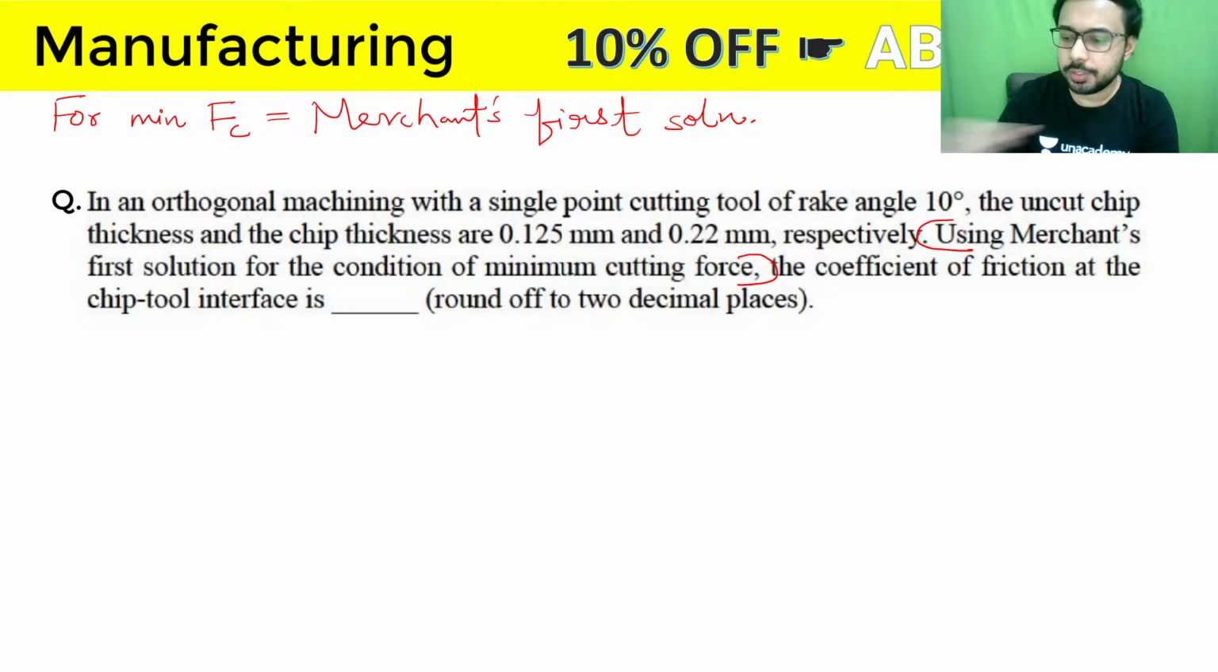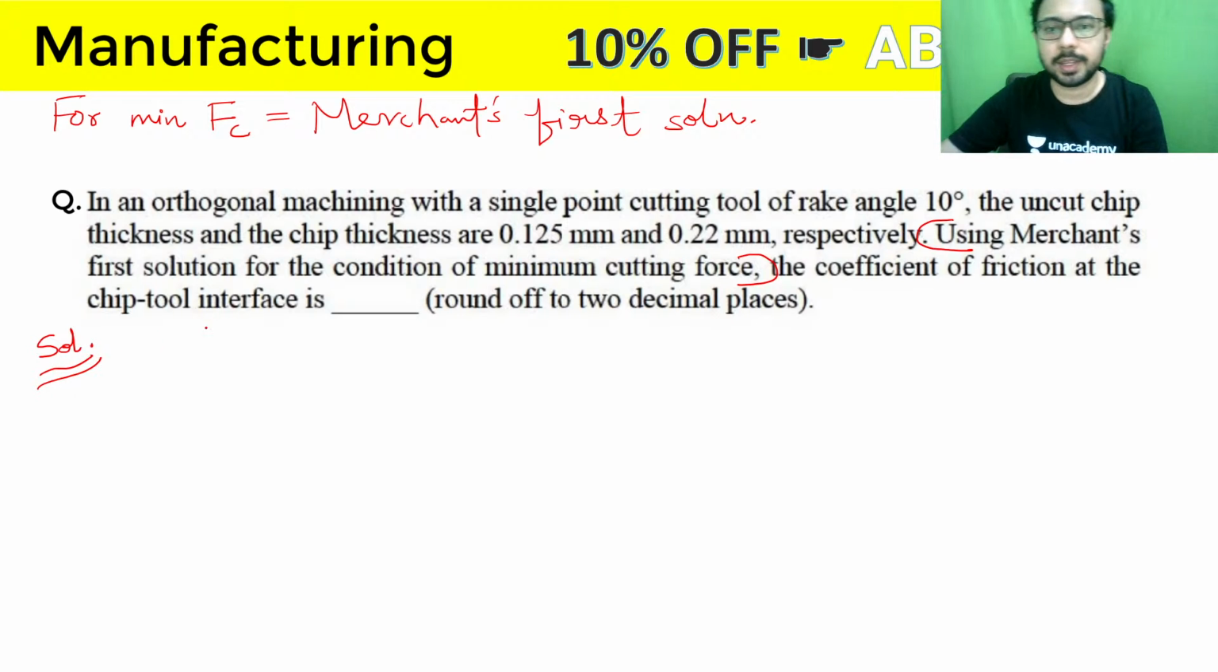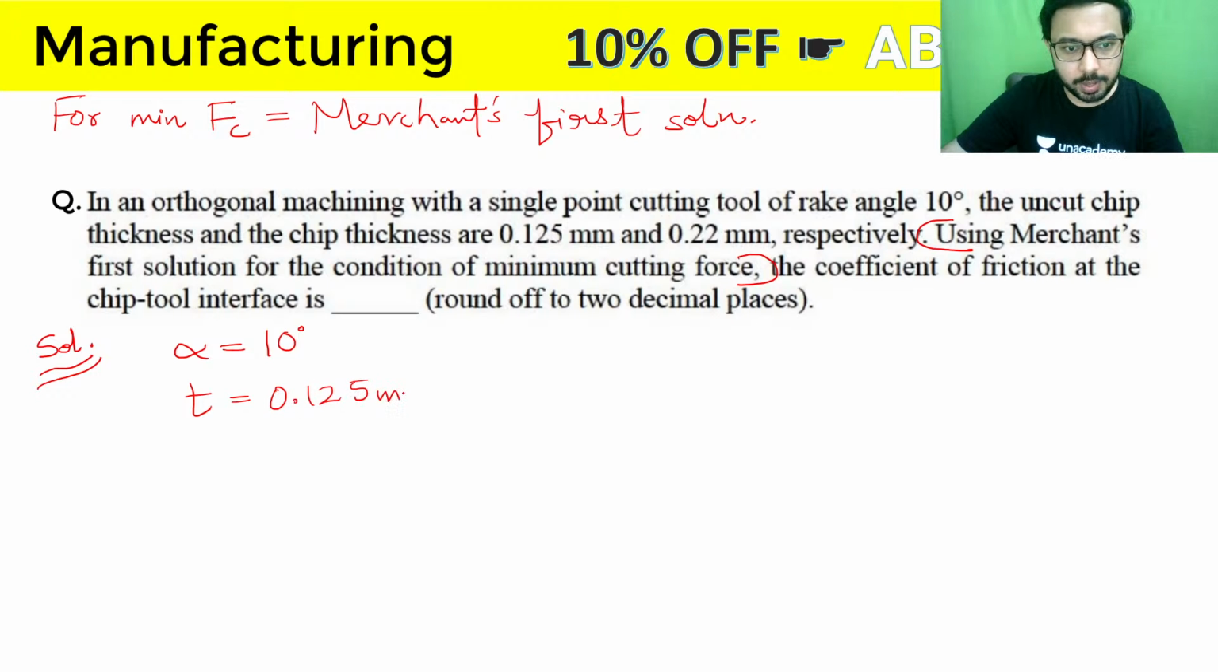Now let's do this question, and I will be doing it very quickly because it is not that difficult, but we will be going through each and everything that you should take care of when you do this question. So in an orthogonal machining with a single point cutting tool of rake angle 10, it is given that rake angle is 10 degrees and uncut chip thickness t is 0.125 millimeters and chip thickness is 0.22 mm.